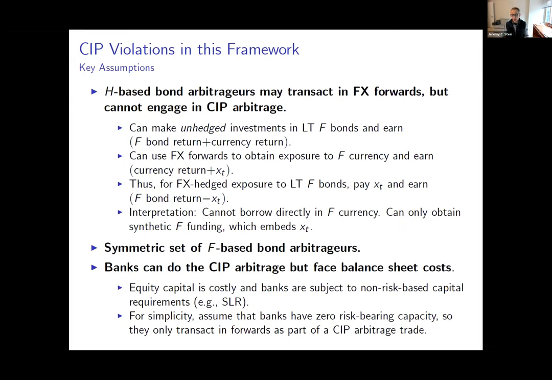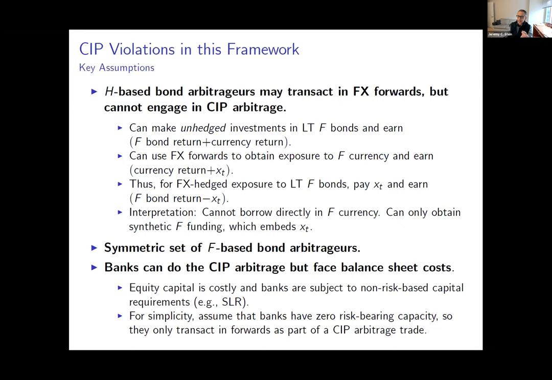So what do we have to do? We have to have an inability for the CIP basis to be perfectly arbitraged. Here's how we do it, and I think anybody who does this is going to do some version of this. The investors we've had so far in the model can transact in forward contracts, but they can't do the CIP arbitrage.